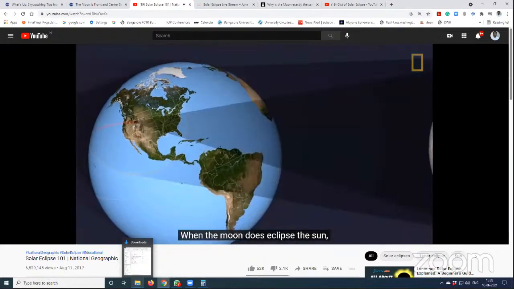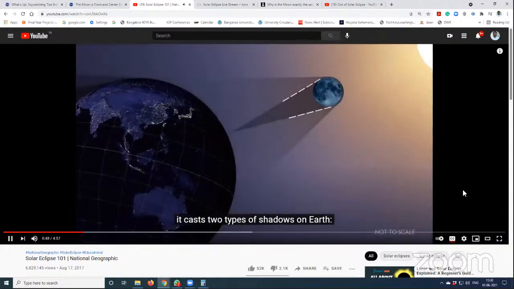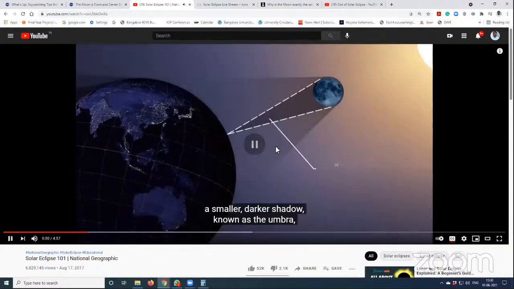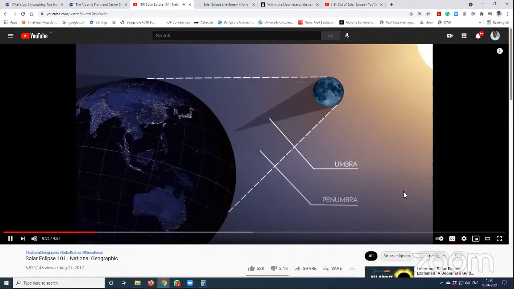When the Moon does eclipse the Sun, it casts two types of shadows on Earth. A smaller, darker shadow known as the umbra, because the size of the Moon is less and it can't block the entire Earth, and a larger shadow known as the penumbra.